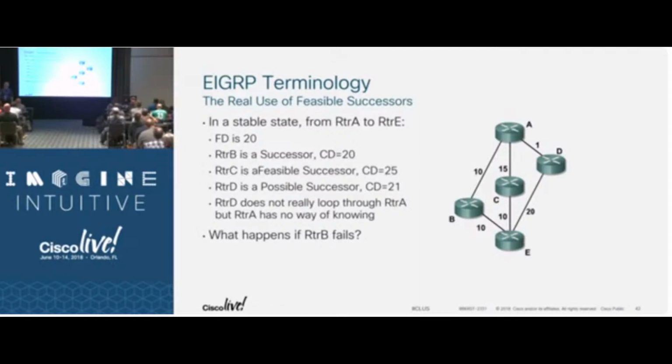But one thing to note here: D seems to be providing a shorter path, 21, than C, which is a feasible successor, 25. My question is now, what happens if B dies? Tell me.